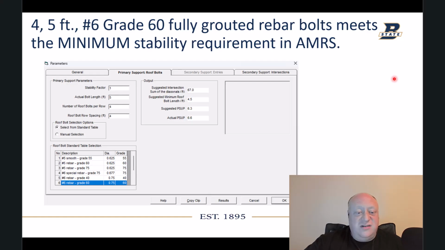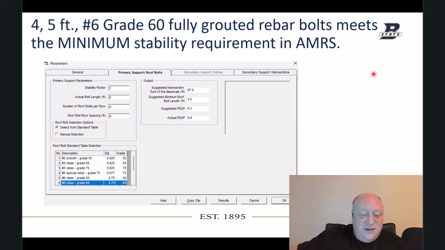So it's suggested the sum of the diagonals was 67 feet. So you could have a pretty wide intersection here because the roof conditions are so good. But like I said, it's probably going to be less than that, in the 64, 65 range.